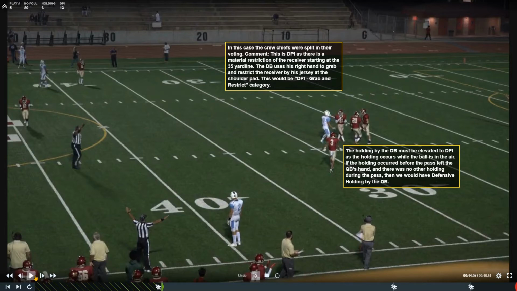And then another comment, the holding by the DB must be elevated to DPI as the holding occurs while the ball is in the air. If the holding occurred before the pass left the QB's hand and there was no other holding during the pass, then we have defensive holding by the defensive back. And sometimes that's tough. If you're not sure, get some help from your crewmates. But either way, this is a foul. All right, let's move on.